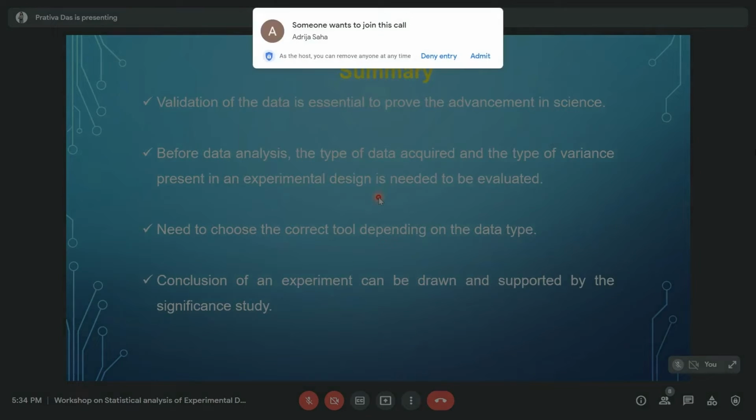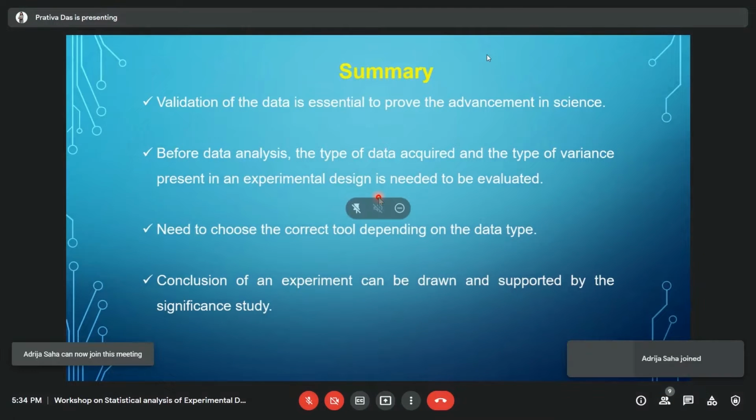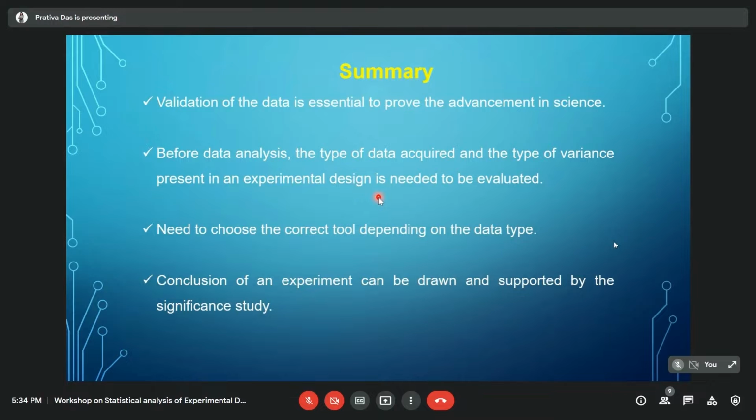And the second is, depending on these factors, you can choose which kind of tool is correct to analyze your data type. And when you are doing the statistical analysis, this analysis can support your observations. You can say that your data is significant or not.